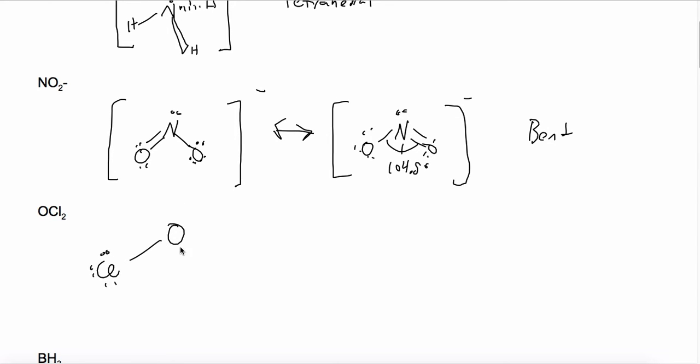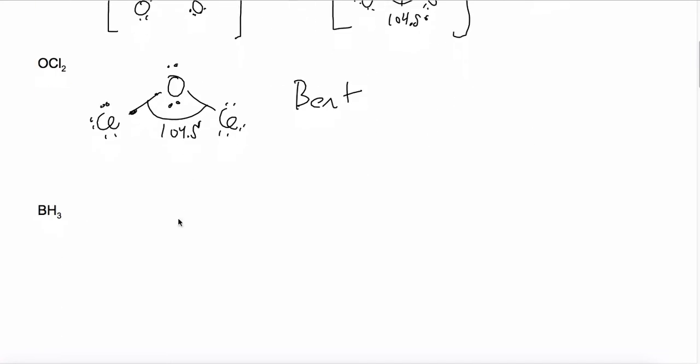OCl2 looks like this. This molecule is bent as well. One or two lone pairs on there. It's going to stay 104.5. According to valence shell electron pair repulsion, these pairs of electrons and these pairs of electrons and these pairs of electrons all want to get far away from each other. So the bent conformation is what's best here.